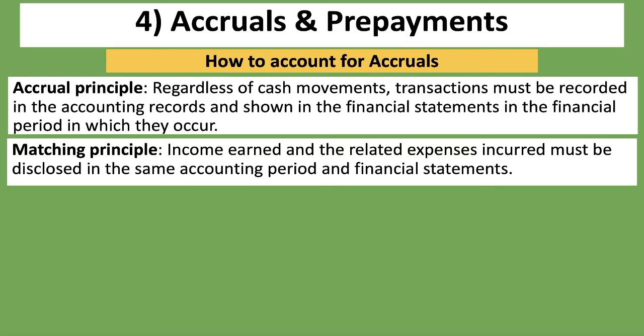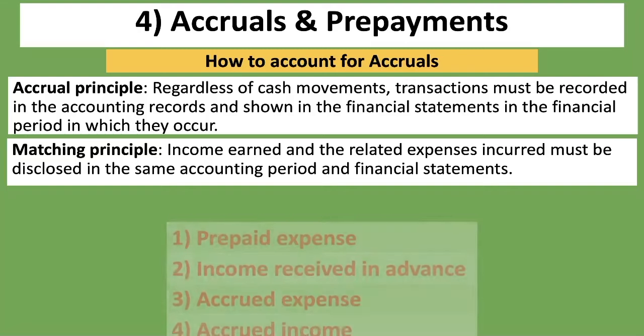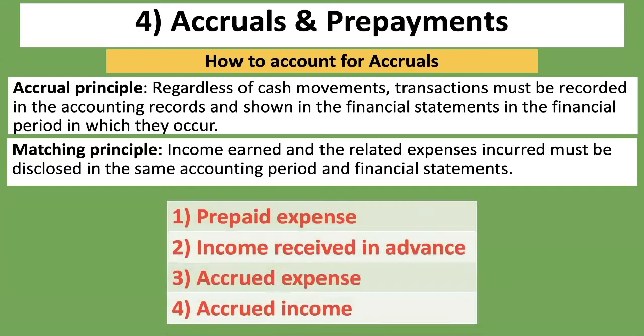Now that we have seen the two principles that we'll be dealing with, what are the accruals and prepayments? Well, here they are. The first one we have is prepaid expense. The second one is income received in advance, otherwise known as deferred income. The third one is accrued expense, and the fourth one is accrued income. So we're going to go through some examples in how to identify which one we are dealing with in a specific example and how to do the journal entries for these four.